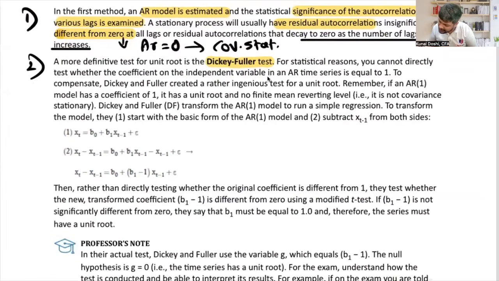So Dickey and Fuller created a rather ingenious, very interesting test for unit root. What is that test? Guys, as I said, we cannot do B1 equals 1 or B1 not equals 1. That is statistically not possible, correct? Because probability cannot prove something, or statistics cannot exactly prove something, right?